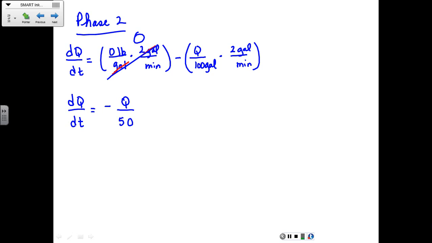Guys, is this a linear equation now? Or could it be separable? I could separate that one, couldn't I? I don't have to do linear on this one. I can separate it. So I could say that dt on both sides.